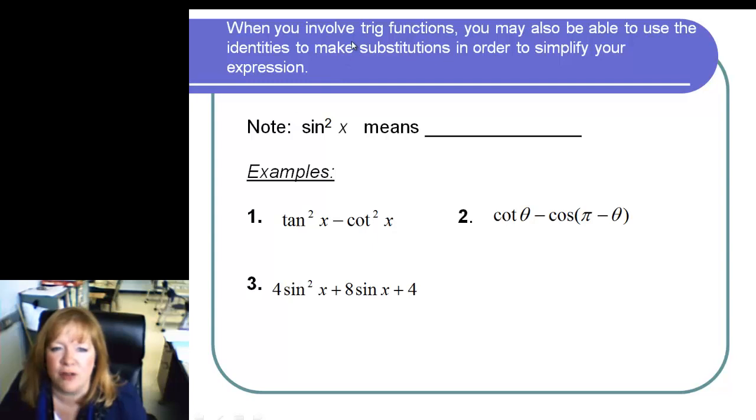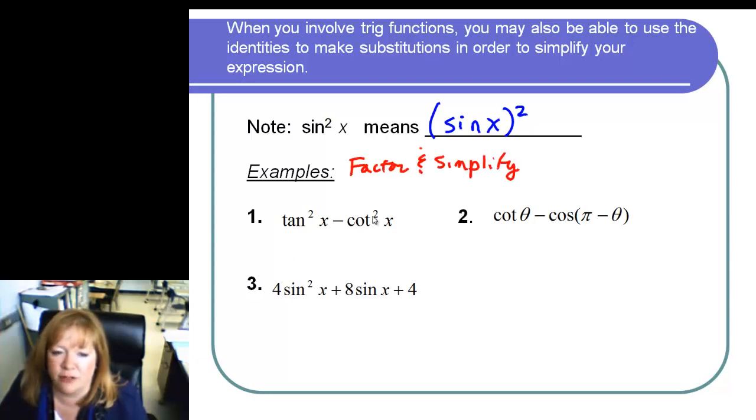Alright, when you involve trig functions, you may also be able to use identities to make substitutions in order to simplify your expression. I think you guys have already caught on to this, but sine squared x actually means sine x quantity squared. So when I see tangent squared x minus cotangent squared x, they want you to factor and simplify. You might not be able to simplify, but I know I can factor it.